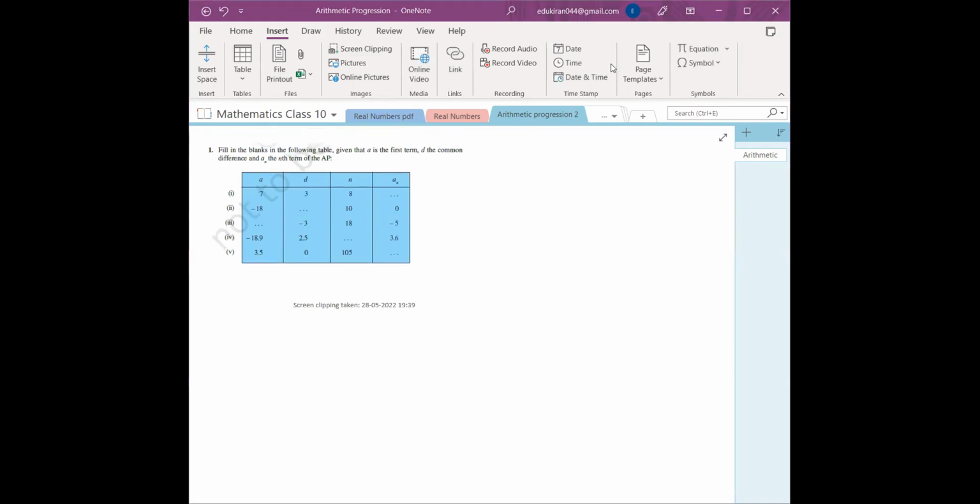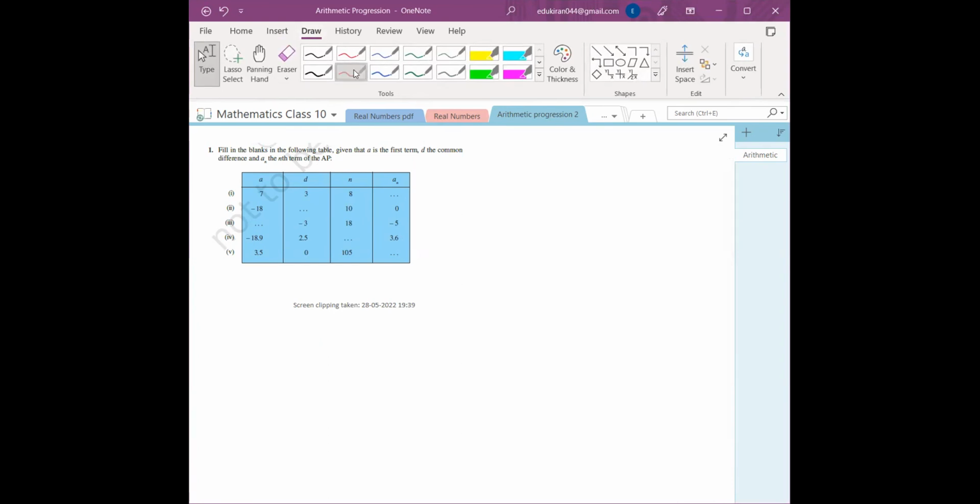So this is the first question of the exercise 5.2. Now a table is given, right? The information is you have a, d, then n, and also the nth term. Now first part: a is given, d is given, n is given. You have to find n. So quickly find out how much is n here. Hamna, tell me what is the value.